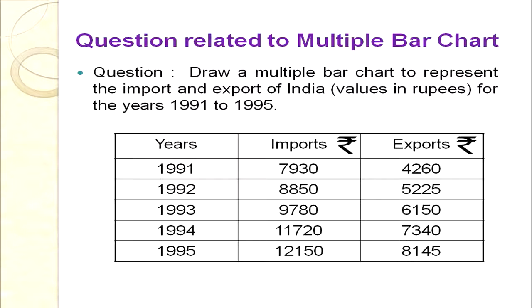So we are going to plot import and export for one year, that is 1991. Then we are going to draw import and export bar diagrams with respect to 1992. Now what should I do? How should I start? Because I have just learned the single bar diagram. In case of a single bar diagram, for a particular year we only draw one bar, whereas in case of a multiple bar diagram we draw two bars without distance between them for a particular year. Let's see how we have done it.